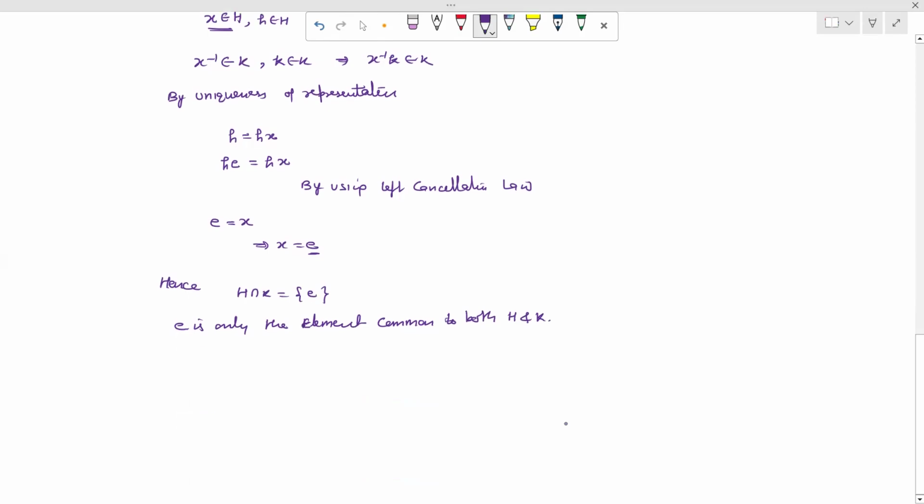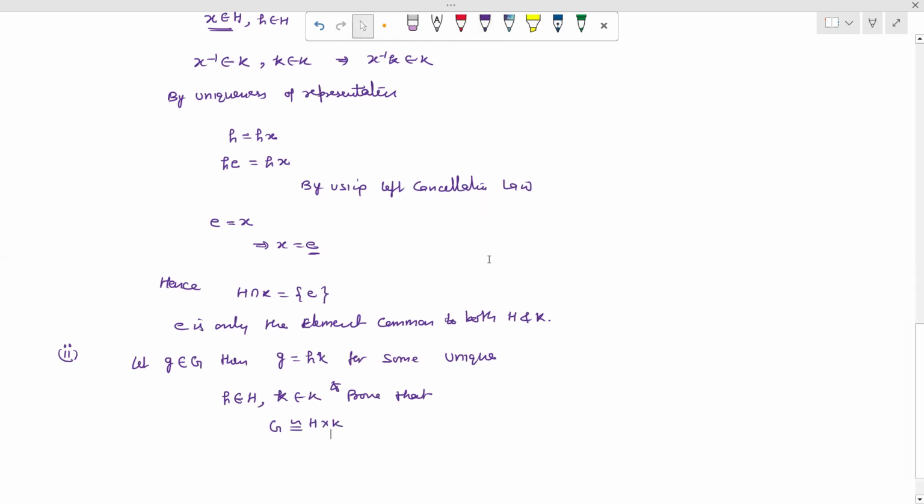Now we shall move to the second part. For proving the second part, let g belong to G. Then g is equal to hk, a product for some unique h belonging to H and k belonging to K, to prove that G is isomorphic to H cross K. So this is the second part.